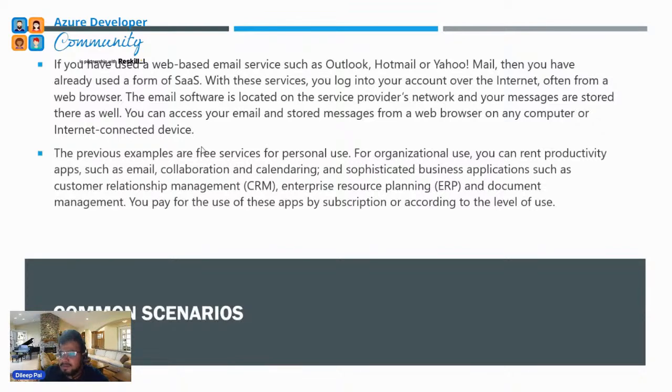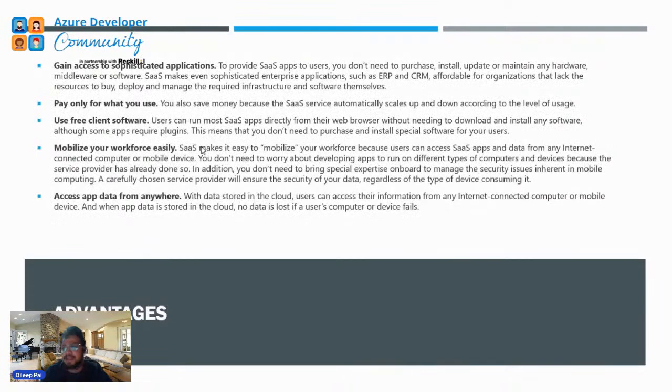Else you have paid ones like SAP and the CRM tools. Advantages: you gain access to sophisticated applications, but here you probably have to shell out a bit more compared to PaaS. Pay only for what you use. Consider Netflix a SaaS service: for 4 screens you pay 800, for 2 screens you pay 400, and so on. This is pay for what you use.